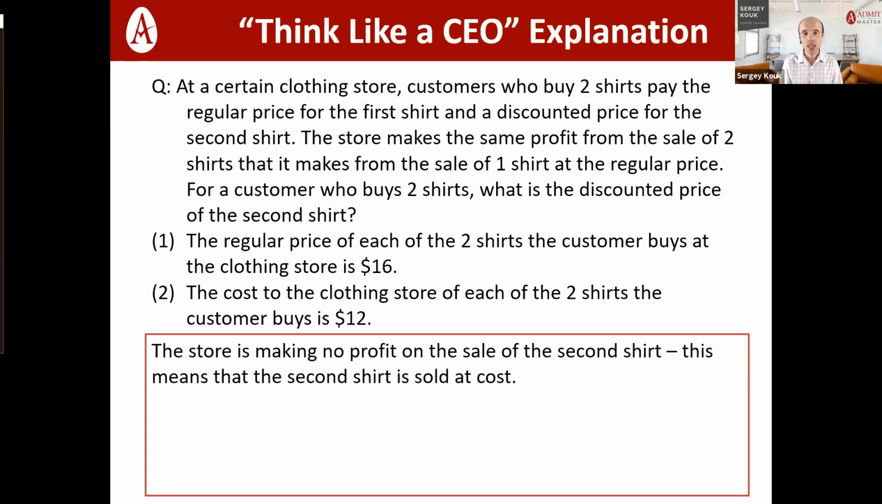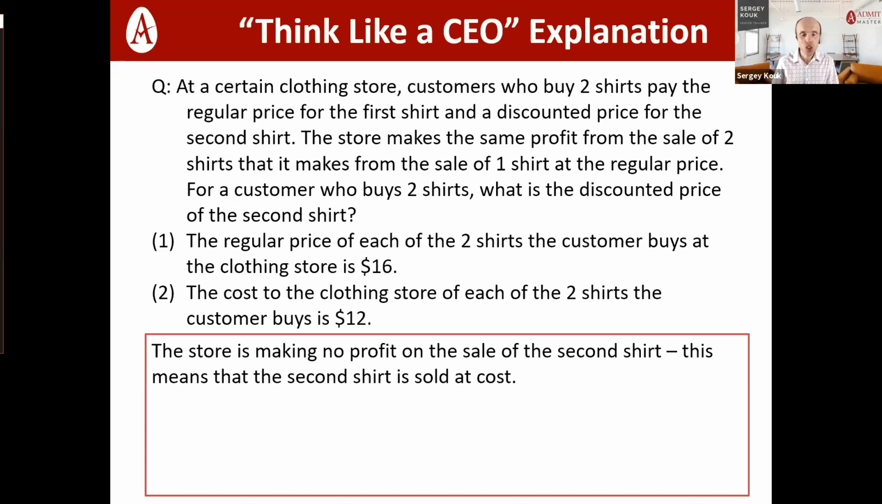This also means that because we're making no profit on the sale of the second shirt, we simply sell that shirt at cost. It costs us, let's say, $10, and we're selling it for $10. The entire profit is made on the first shirt, the regular shirt. But we are happy because we sold the first shirt. The customer is happy because the customer got 2 shirts, and everybody's happy, and maybe we are making a profit. But that's what's going on.